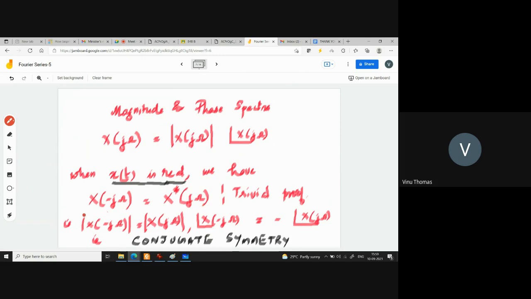Which means modulus of X of minus j omega is equal to modulus of X of j omega, because the modulus of the conjugate of X of j omega is the same as the modulus of X of j omega. So you see that the magnitude spectrum is symmetric, whereas the angle of X of minus j omega is the angle of X star of j omega, which is therefore minus angle of X of j omega, which means the phase spectrum is antisymmetric. So magnitude spectrum is symmetric, phase spectrum is antisymmetric. This is when you say it has conjugate symmetry.